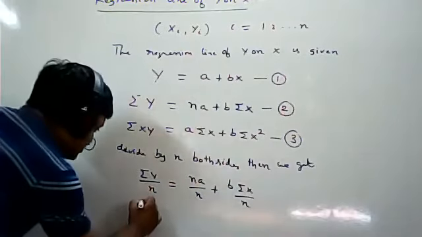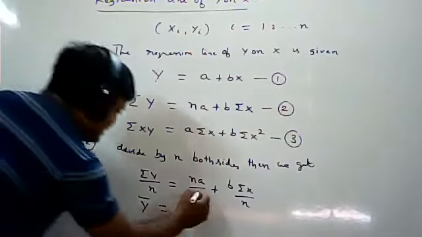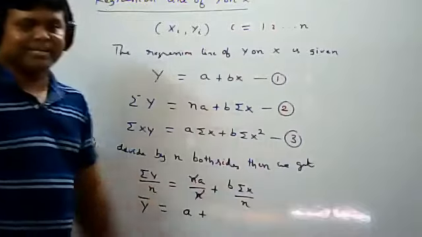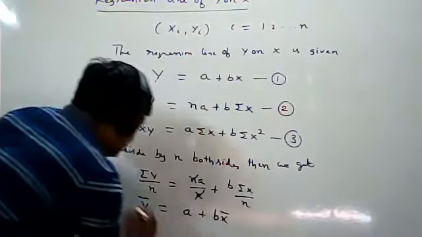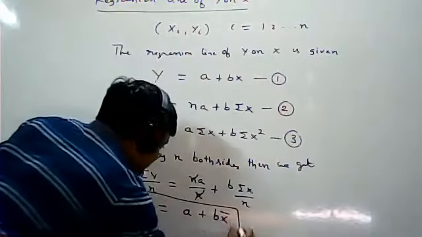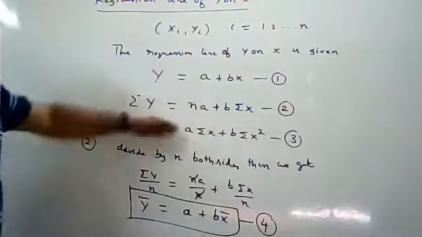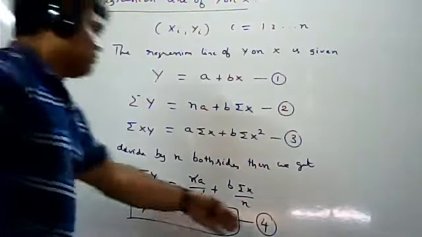So this is nothing but what you are getting, y bar equal to, n gets cancelled, what is the value you will get? a plus summation x by n. Summation x by n is nothing but x bar. So this is the equation you are getting. Already 3 are completed, so I will assume that this is equation number 4.